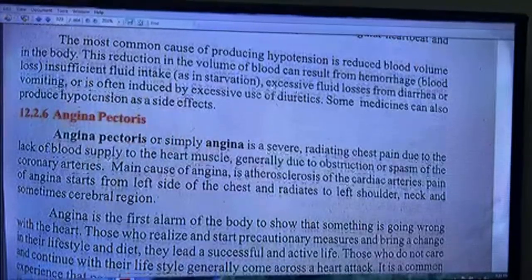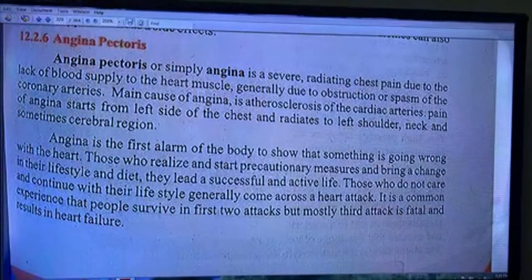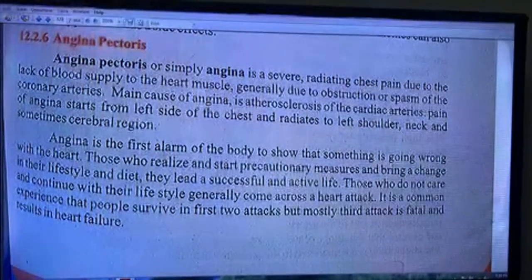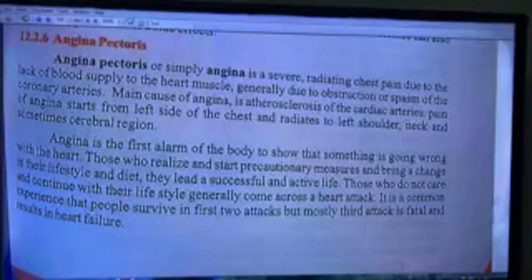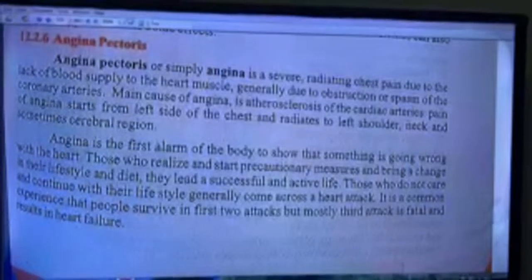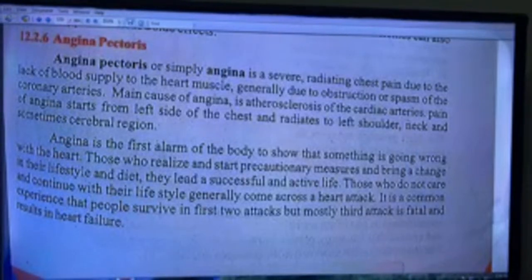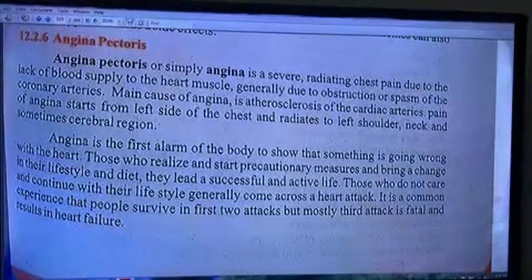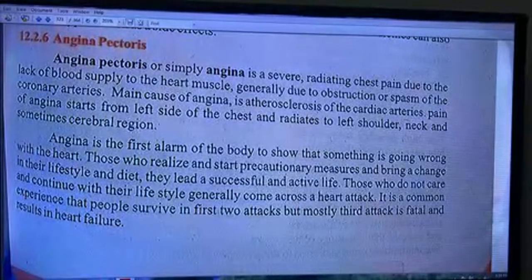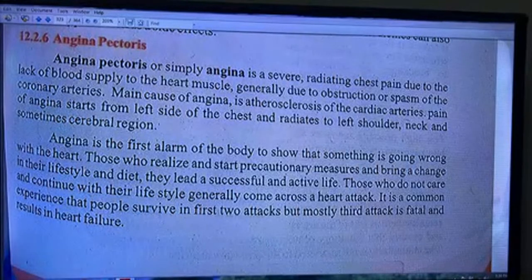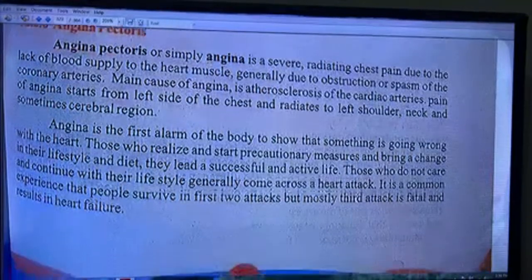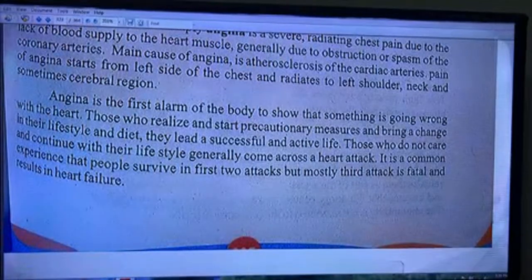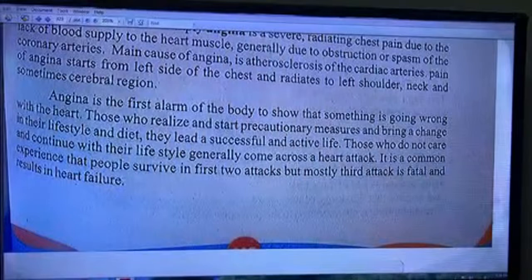Angina pectoris. Angina pectoris or simply angina is a severe radiating chest pain due to lack of blood supply to heart muscle, generally due to obstruction or spasm of the coronary arteries. The main cause of angina is atherosclerosis of cardiac arteries. Pain of angina starts from the left side of the chest and radiates to the left shoulder, neck, and sometimes the cerebral region. Angina is the first alarm of the body to show that something is going wrong with the heart.